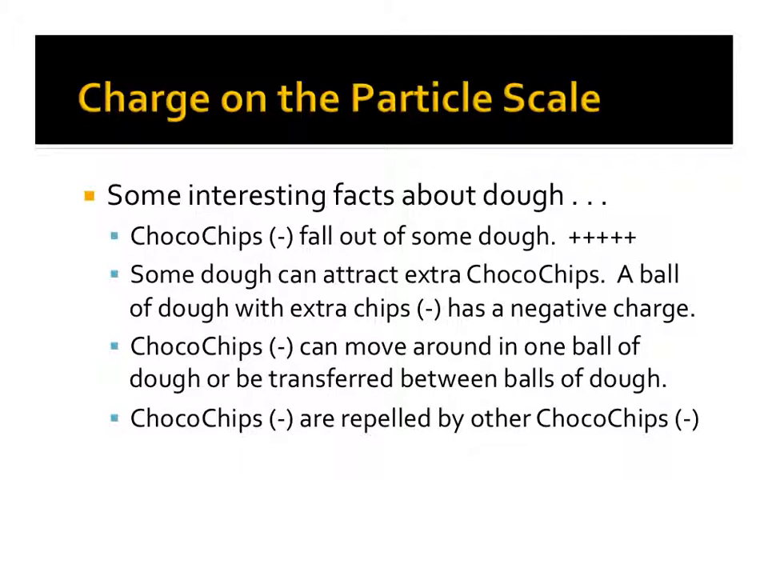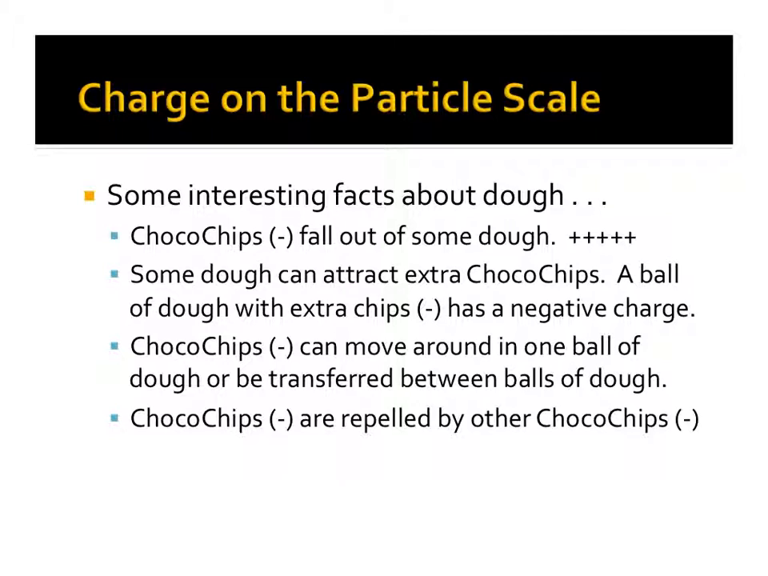Some dough can attract more chocolate chips. Okay, so you might have one cookie that has a ton of chocolate chips in it. Well, that would be a negative cookie, right? Same thing happens with the atoms. Some of our atoms want more electrons than they already have. So these atoms will grab extra electrons and become negative.